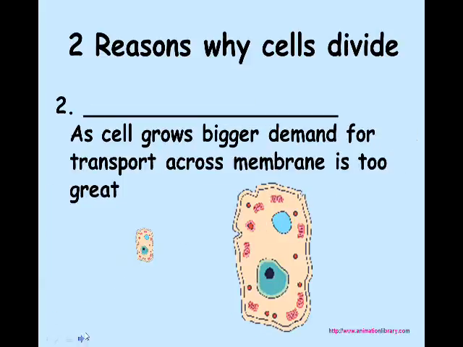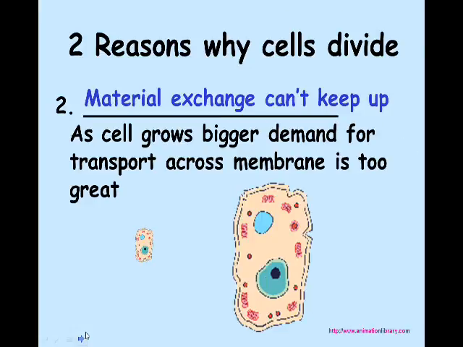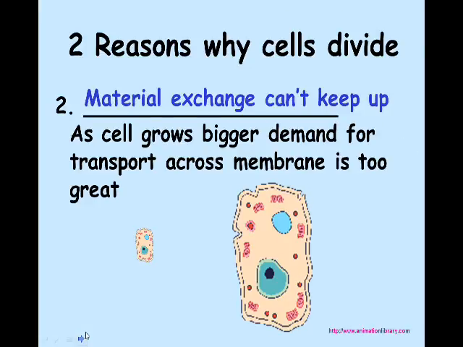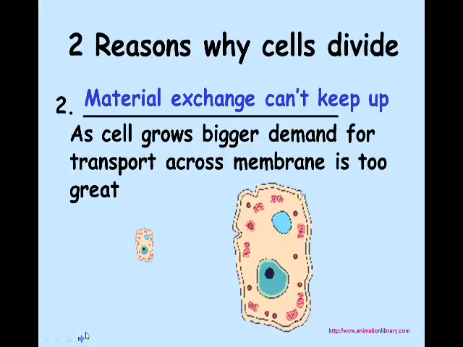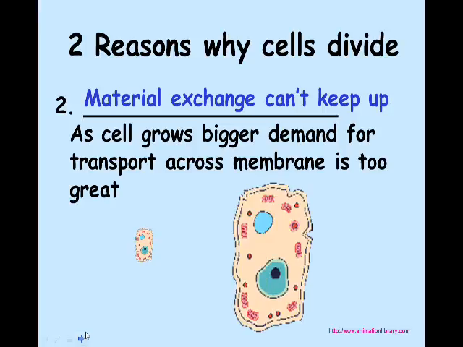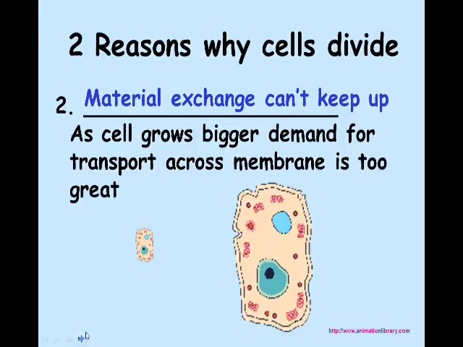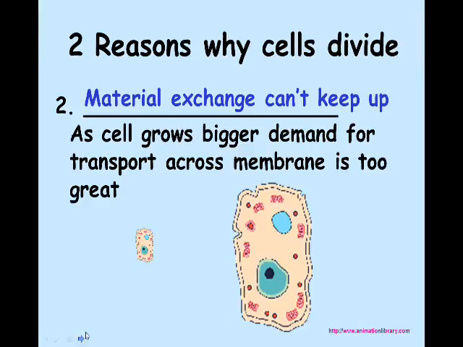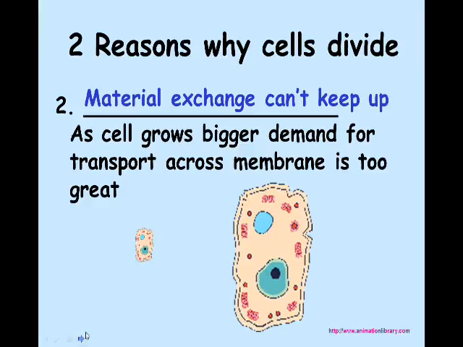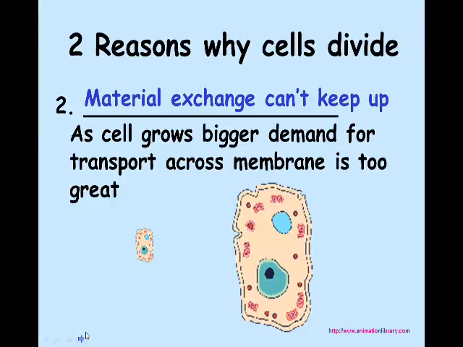One of the other reasons that a healthy cell might divide is that it has trouble exchanging materials with the outside. Remember, one of the characteristics of living things we learned in chapter 1 is that living things obtain and use materials and energy. Those materials, the oxygen and the food, have to be brought in across the cell membrane. That was our transport chapter, where we learned about how things move in and out of cells. As the cell gets bigger, the demand for transport gets bigger and bigger.